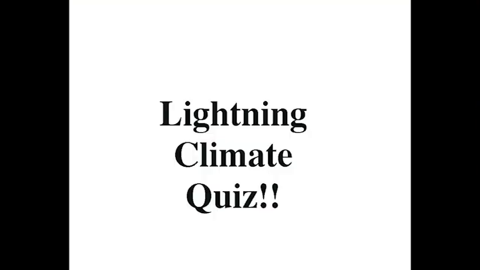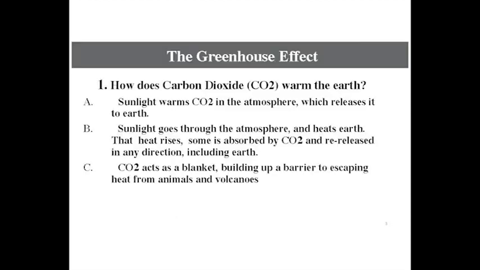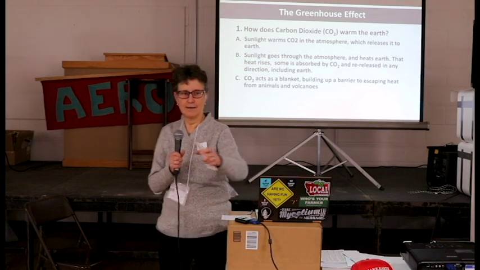It keeps us awake though. Okay. So, how does carbon dioxide warm the earth? A, sunlight warms CO2 in the atmosphere, which releases the heat to the earth. B, sunlight goes through the atmosphere and heats the earth; that heat rises, and some is absorbed by CO2 and re-released in any direction, including toward earth. Or C, CO2 acts as a blanket, building up a barrier to escaping heat from animals and volcanoes. Okay, lightning. Get together.